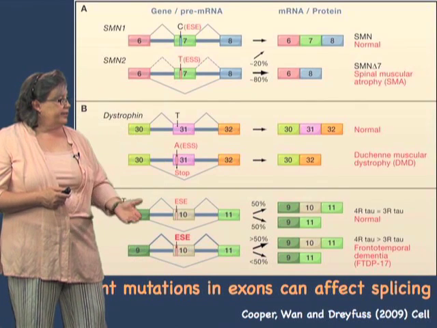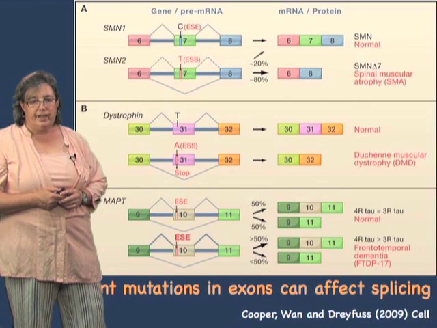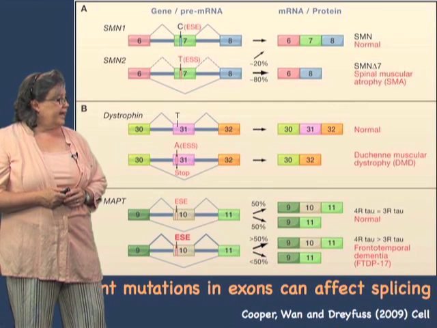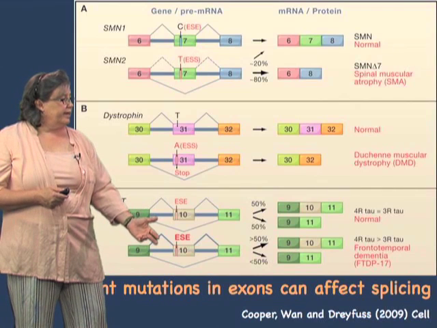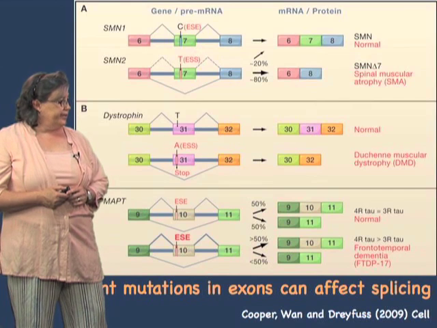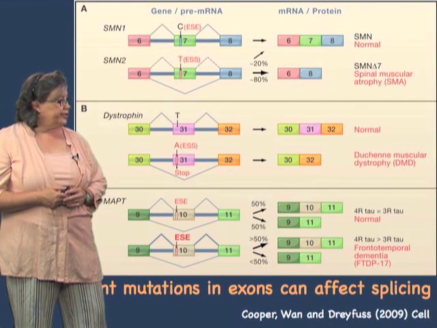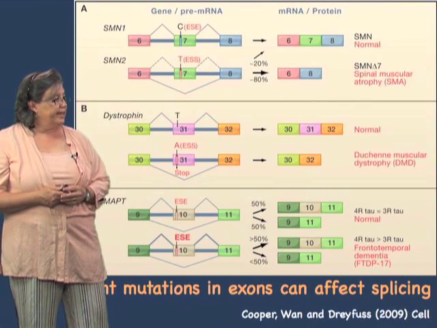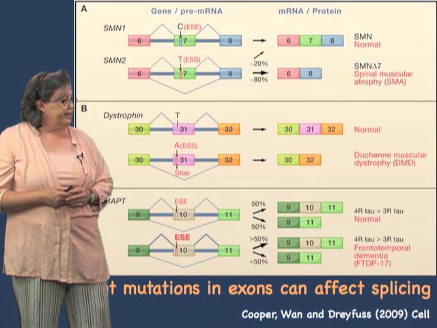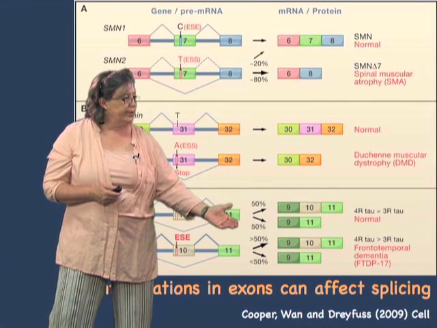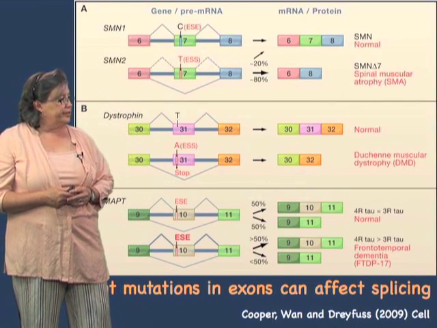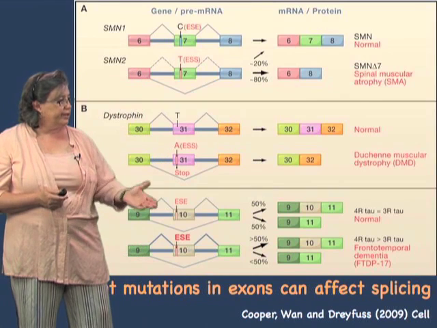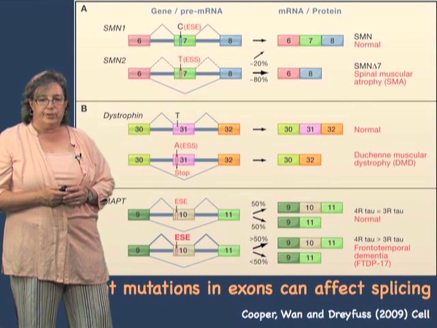And then this is a third example. Patients that have frontotemporal dementia often have a mutation in the tau gene. And that mutation causes an exonic splicing enhancer to be stronger, such that they're making more of the version of the protein that has exon 10 included and less that has exon 10 excluded. And this 50-50 ratio is very important to have normal amounts of the tau protein. And so in this case, the patients are overexpressing this form of the protein, and that leads to frontotemporal dementia.